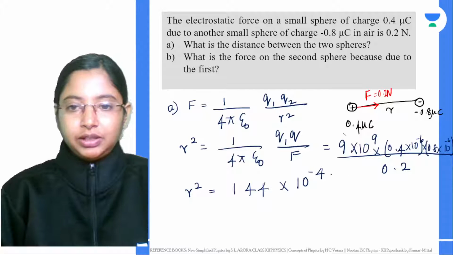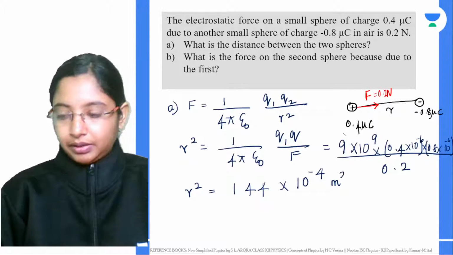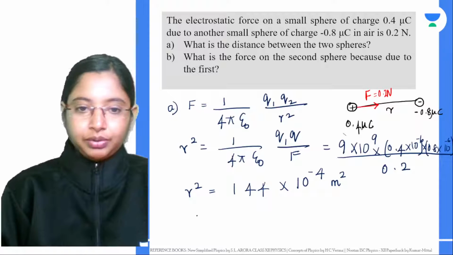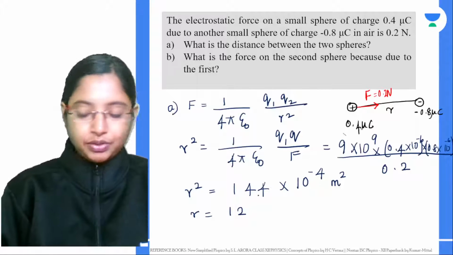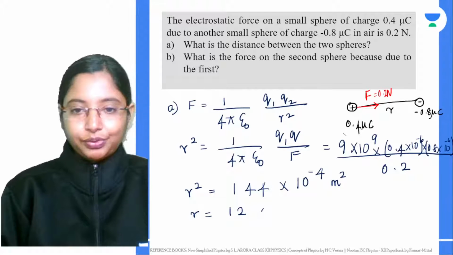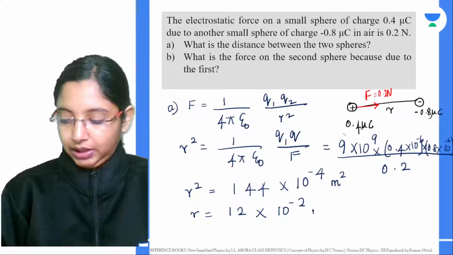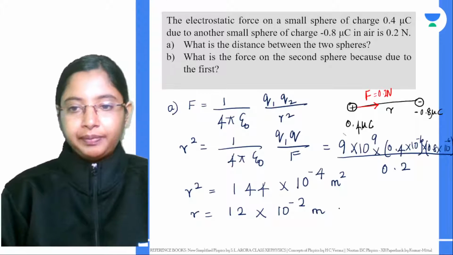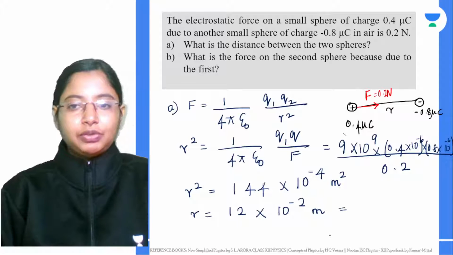From here you can see the unit of R square will be meter square. Now if you take the square root of this, 144 is 12 square, so the square root of 144 is 12 into 10 to the power of minus 2. This will be in terms of meters.